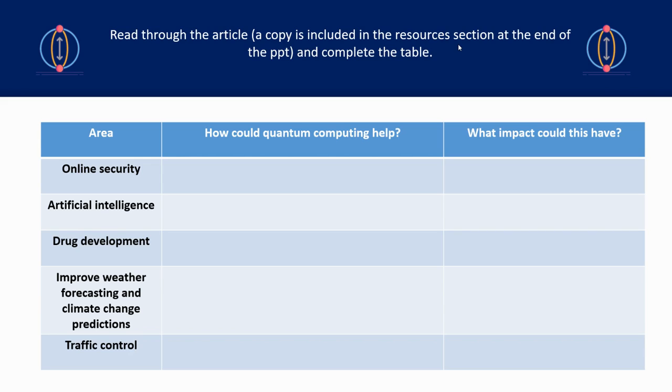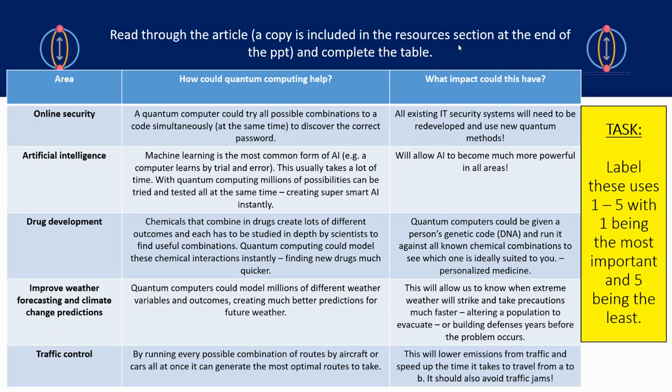So have a quick look through these 5 areas in which it could be drastically important, and check your answers against this grid here. Okay, I'm not going to go through them because they were written down for us there, but they're incredibly interesting. And as an extension task, try and label these things 1 to 5, in which area you think would be the most important.